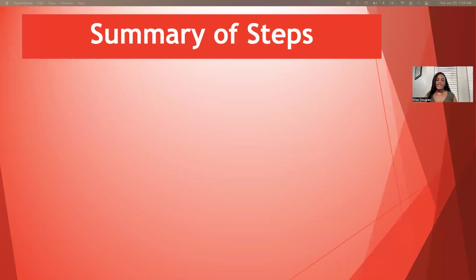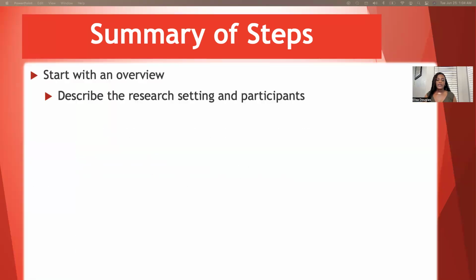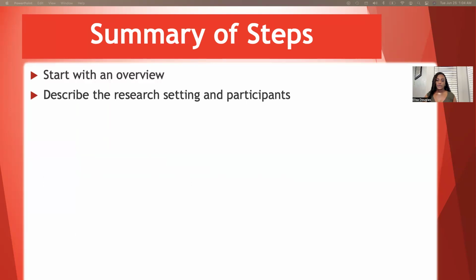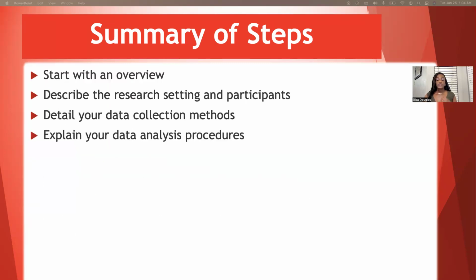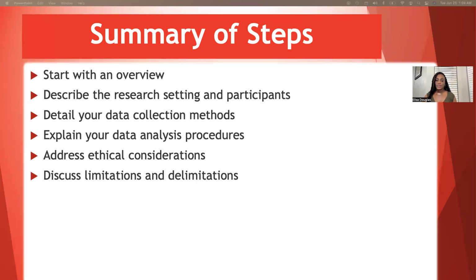All right, so now we want to talk about this. Let's go over a summary of the different steps. So you want to start with an overview. Then you should describe the research setting and the study participants. You should detail your data collection methods. You should explain your data analysis procedures. Then you want to address the ethical considerations that are related to your study. You want to discuss limitations and delimitations.